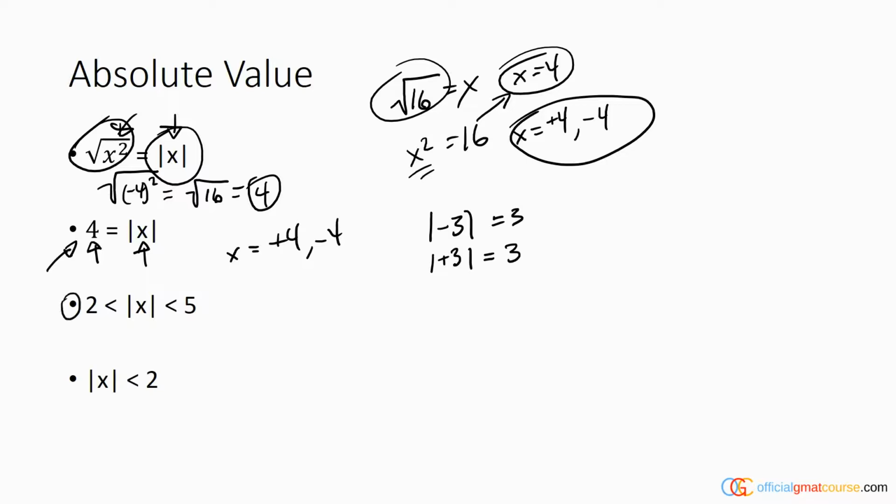Now when you have a formula like this, what I get is two answers. One of the answers will basically just be equivalent to the original: x is between 2 and 5. But I know that I could plug negative 3 in here and it would still work, because the absolute value of negative 3 is 3, and 3 is between 2 and 5.